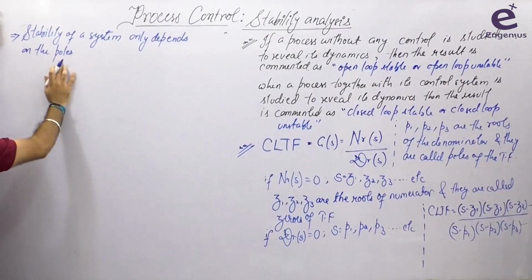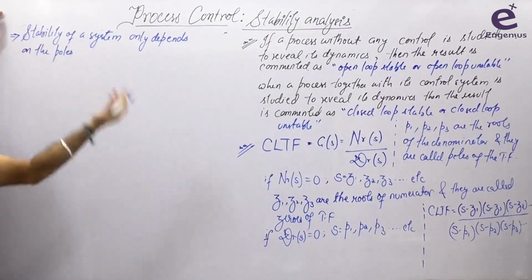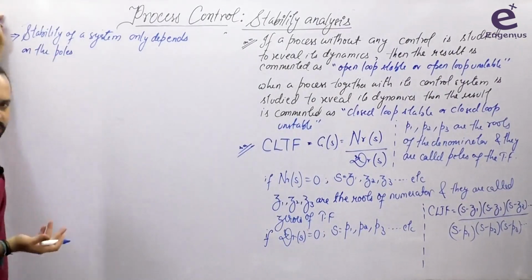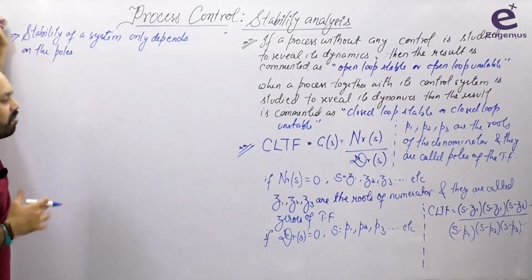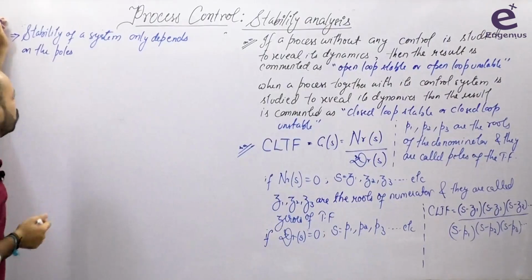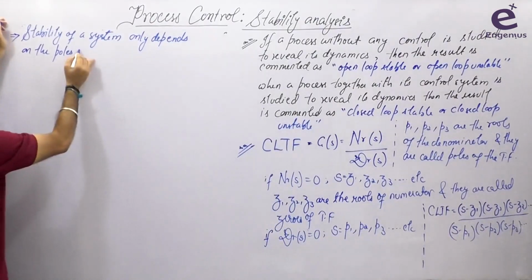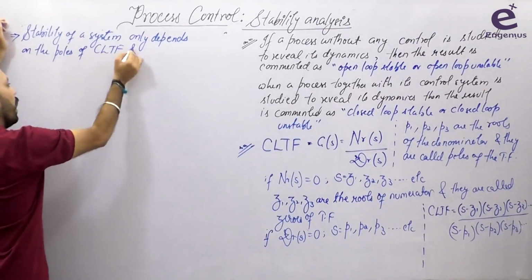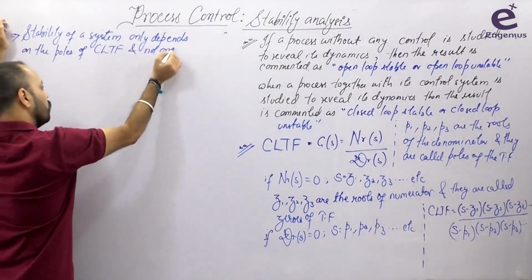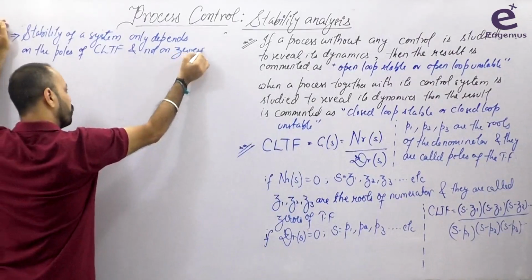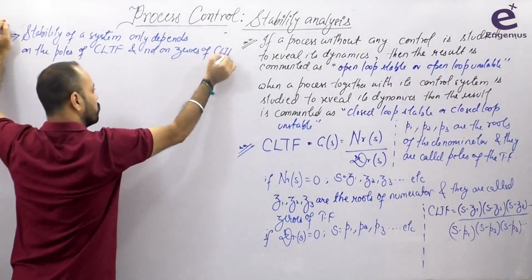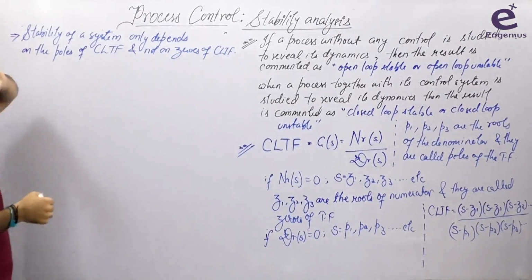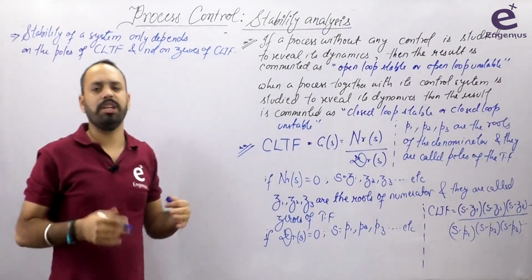Now when I say poles, don't say poles of the denominator. Poles are for a transfer function. So poles and zeros are used for a transfer function. Roots are used for the numerator and denominator. Stability only depends on the poles of the closed loop transfer function and not on the zeros of the closed loop transfer function.